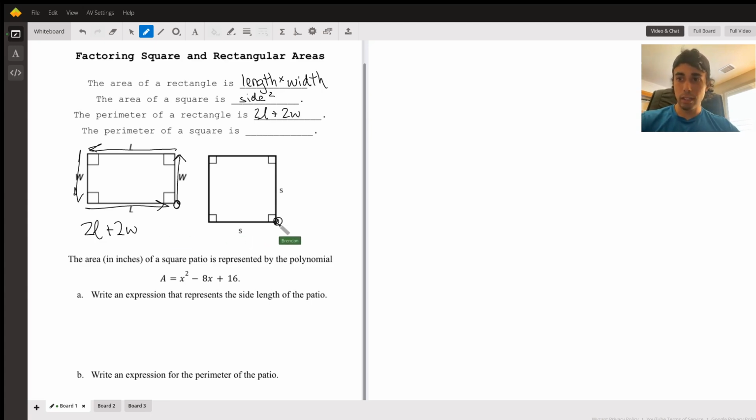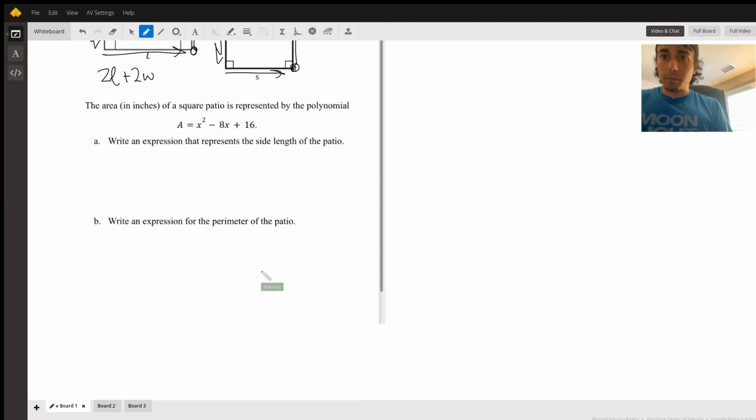Same thing with the square. If I'm going to make a full lap, I'm going to walk the side, the side again, and the side again. So the perimeter for a square is just 4 times the length of one of the sides, because all 4 sides are the same and I'm just making a full box all the way around. Okay, so be aware of those formulas. Make sure you've got that written down. We're going to be using that today. The main thing that we are doing is going to be this factoring, though.